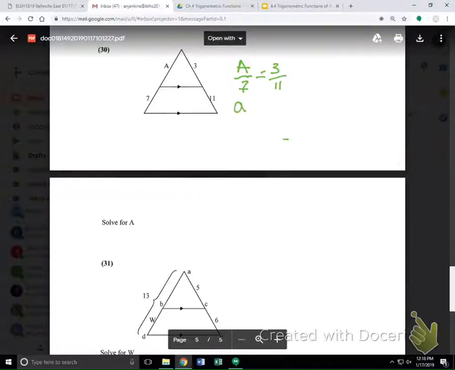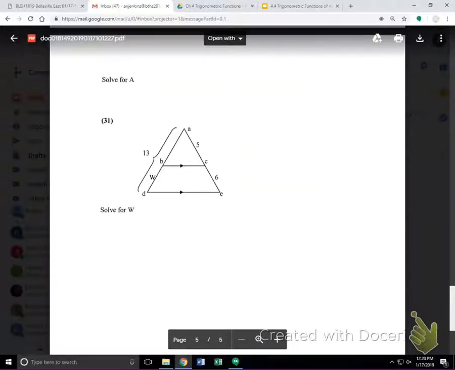We're going to cross multiply. We end up with 11A equals 21, divided by 11. I left mine as A equals 21 over 11, but if you have a decimal approximation, you can do it. After that, we have our last one. Our last one here. Okay, Miss Jenkins. Yes. Last one here, again, is that same side splitter theorem.